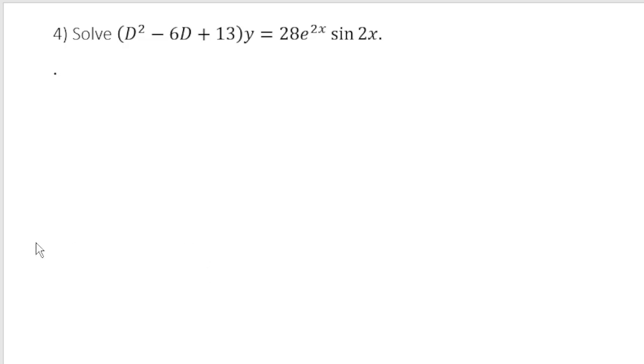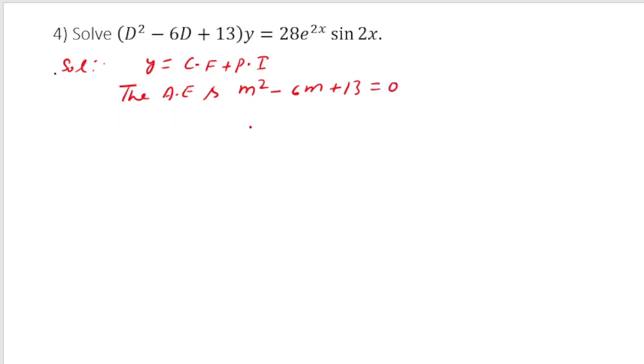Okay, so now let us solve this problem here. So what we have to do, so what is the solution? So the solution is y is equal to CF plus PI. So to find CF, we have to write the auxiliary equation. So the auxiliary equation is m square minus 6m plus 13 is equal to 0.